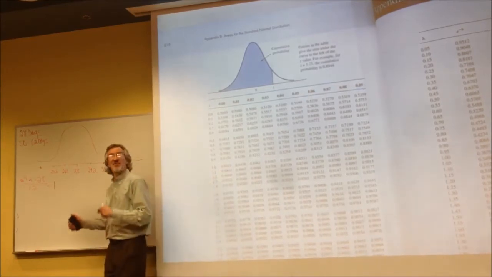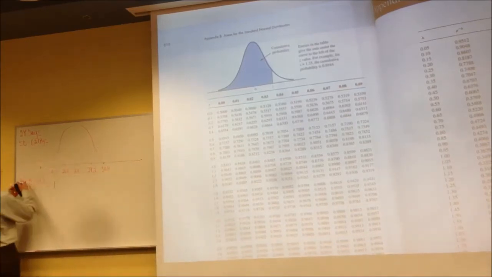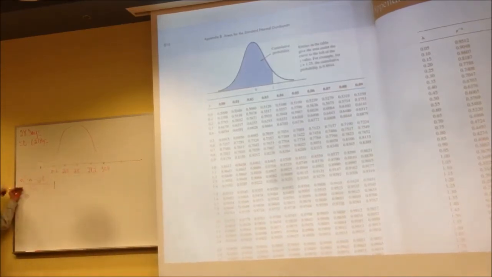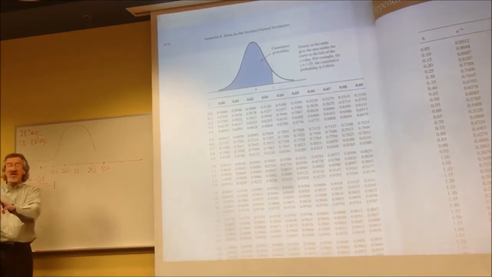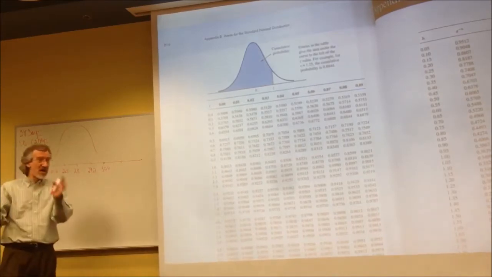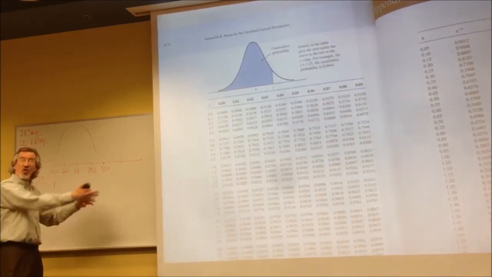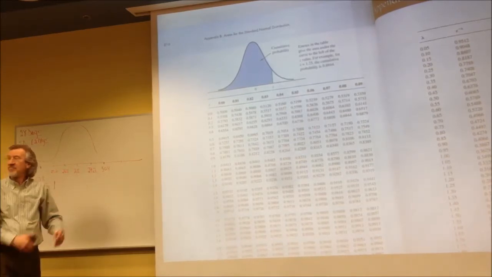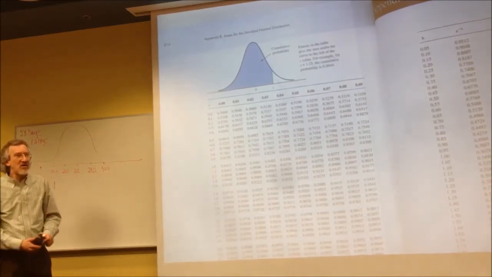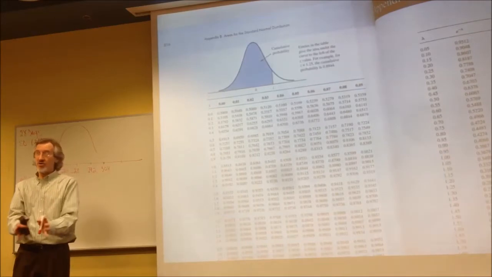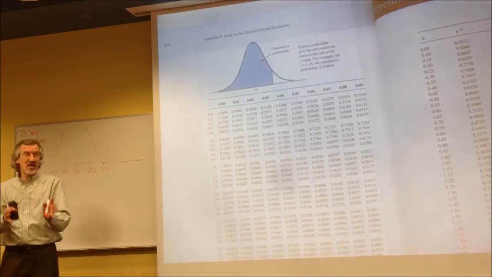And that's the probability of the project getting done in 29.2 days or less. Remember, these tables are always giving you the probability of any number or less to the left. But the question is, what's the probability this is going to take longer than 29.2 days?